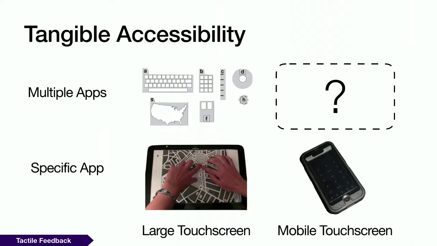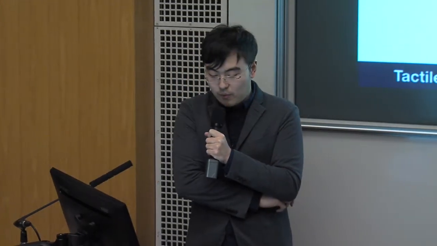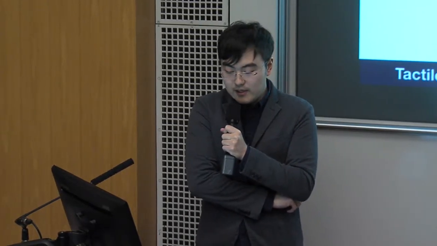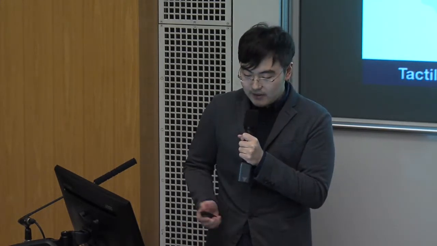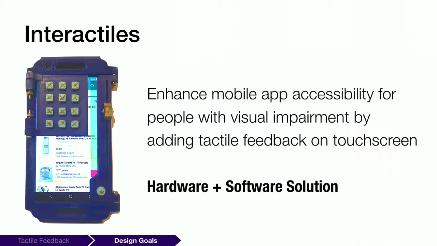There have been some efforts to add low-cost hardware to improve accessibility on touch screens, but they either work only for a single app or work only on large touch screens. So we see an untapped opportunity in this scenario to make it work with many apps and make it work on mobile platforms. Now introducing Interactiles, an inexpensive, unpowered, general-purpose system that enhances tactile interaction on mobile platforms.